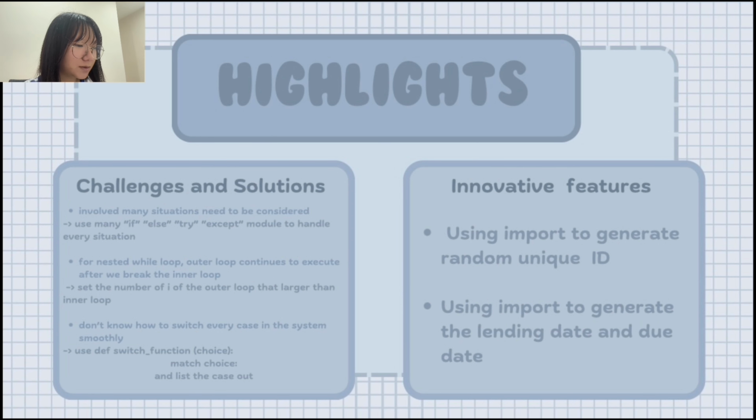Another challenge is that we didn't know how to switch every case in the system smoothly. At the beginning, we used if equal to 1 to execute the different cases, but we realized that we cannot switch to other cases while executing one of the cases, so we started looking for any method through the internet that can switch cases freely. Finally, we found this way and made our code simple.